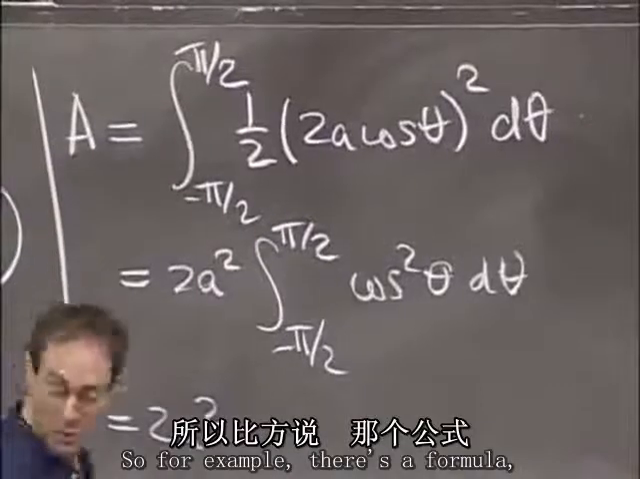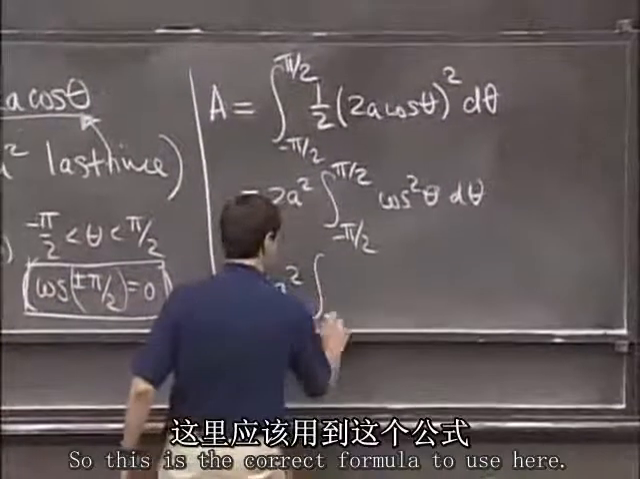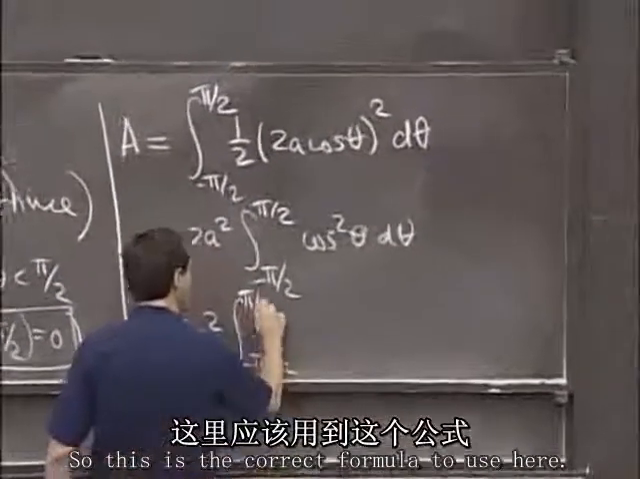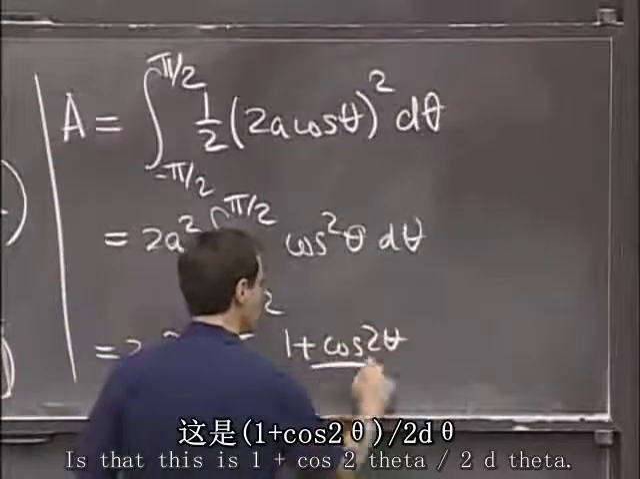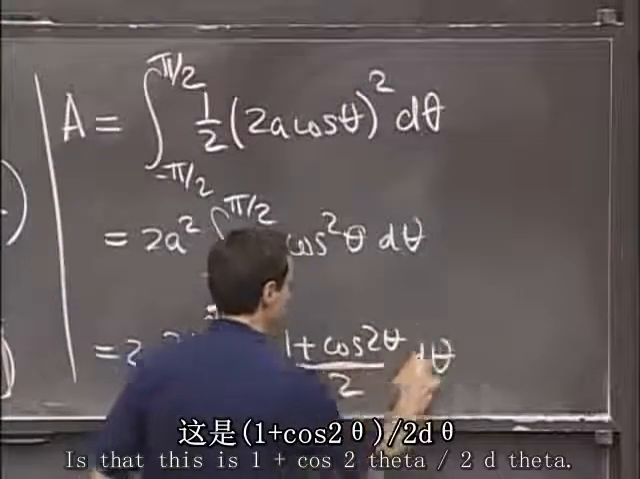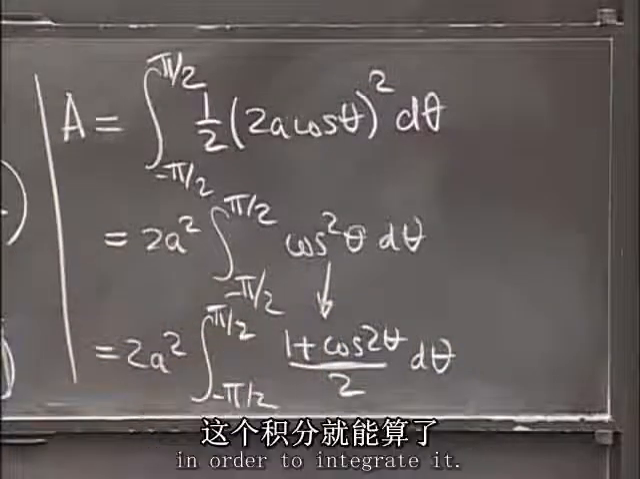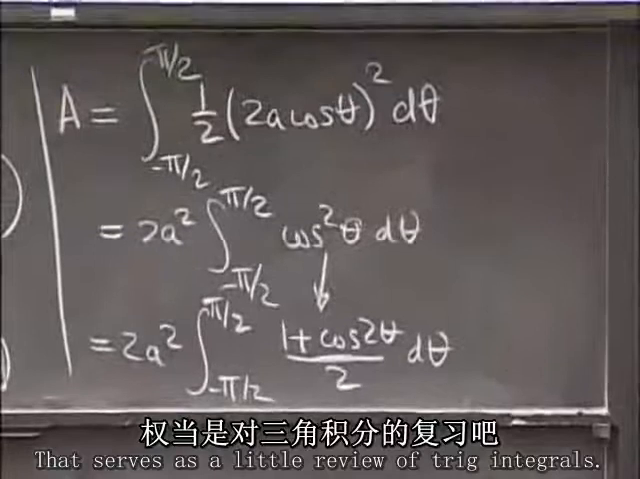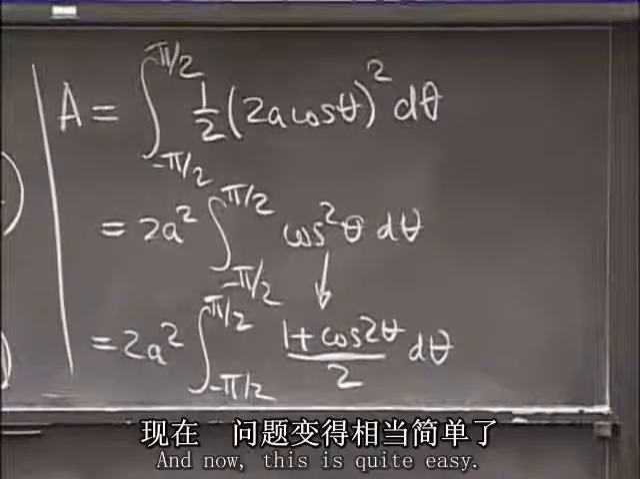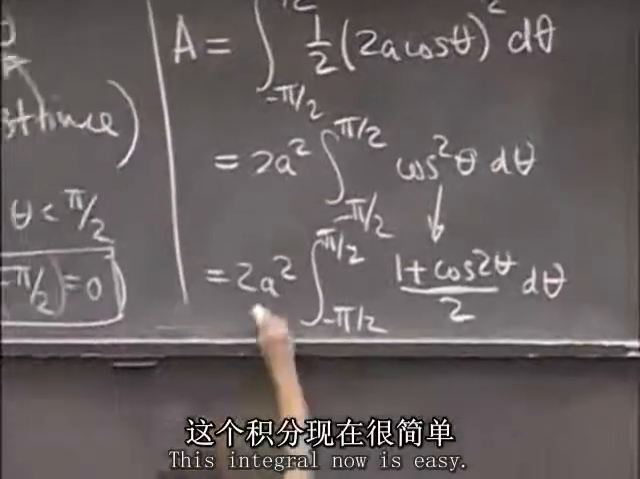For example, there's a formula, and this will be on the exam too. The correct formula to use here is that cosine squared theta is (1 plus cosine 2 theta) divided by 2. So that's the substitution that you use for the cosine squared in order to integrate it. So that serves as a little review of trig integrals. And now this integral is easy.